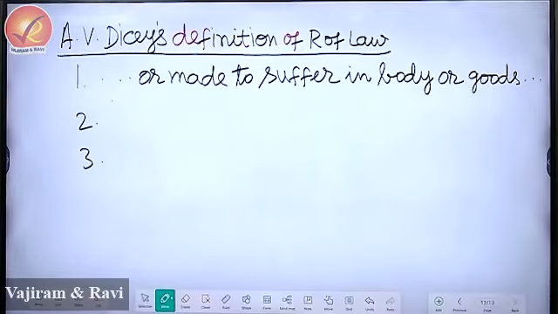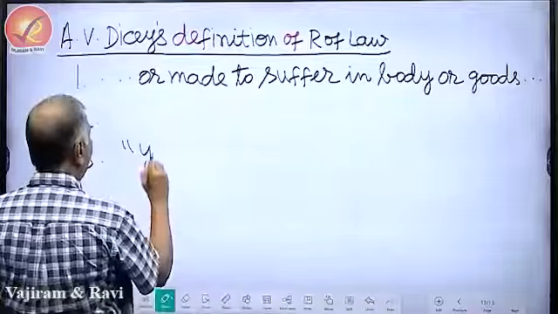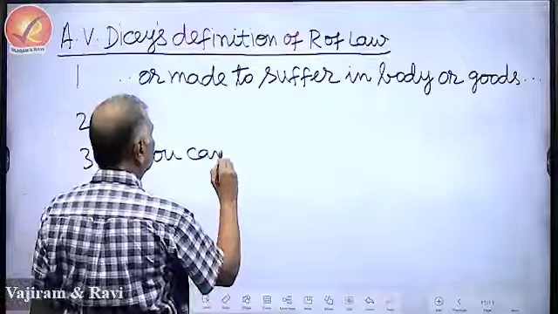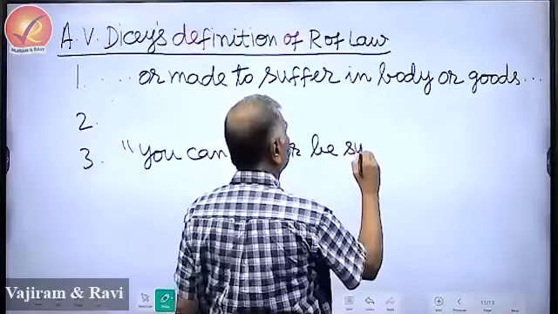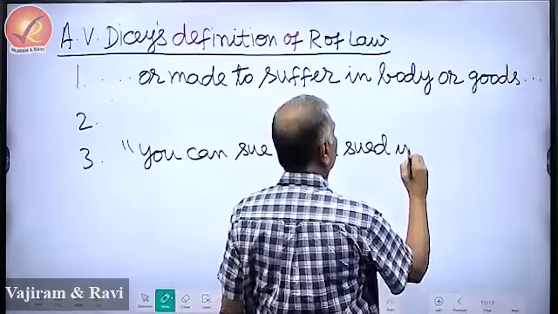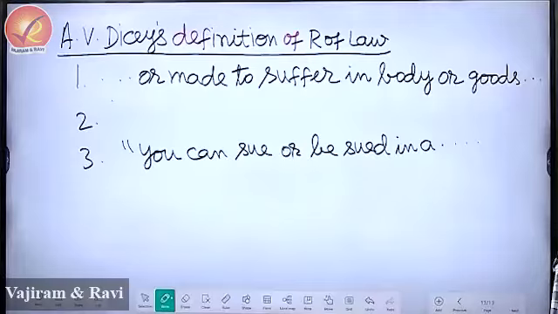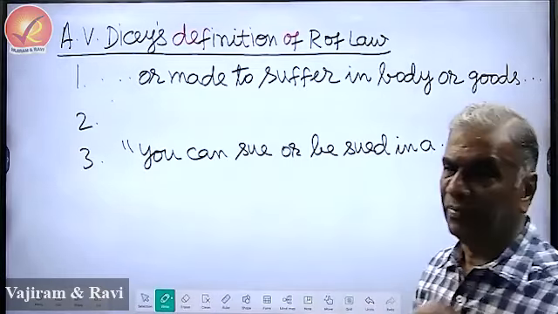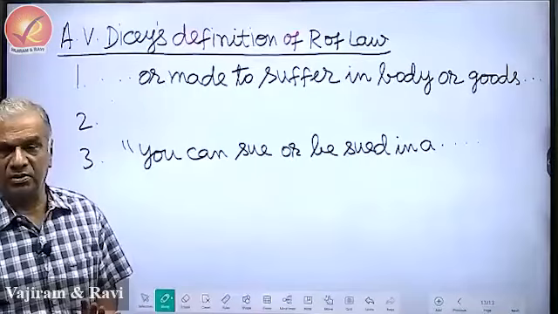So this means what? The third point means you can sue or be sued in a court of law. You can file a case against anyone in a court of law, and you can be filed against cases by others. So this actually firmly establishes the jurisdiction of the courts over the individuals.